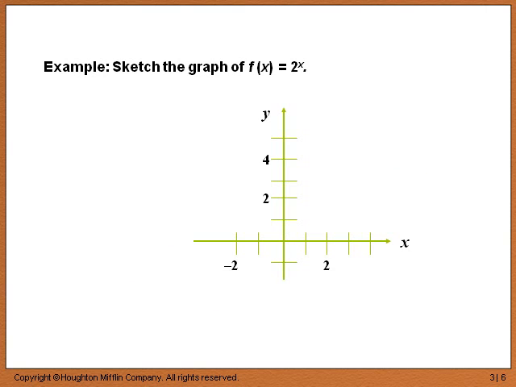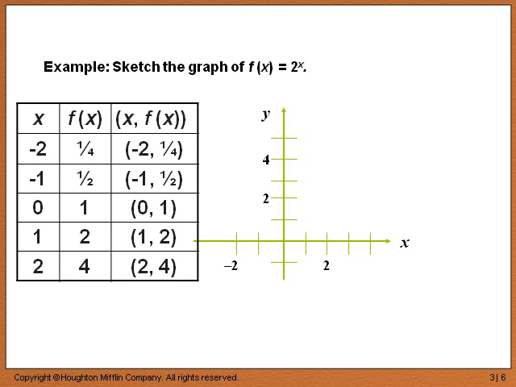Let's sketch the graph now of f of x equals 2 to the x. We can start, at least for now, just with plotting some points. So let's choose some representative values of x: negative 2, negative 1, 0, 1, 2. You see those on the left column. In the middle column, we see f of x.